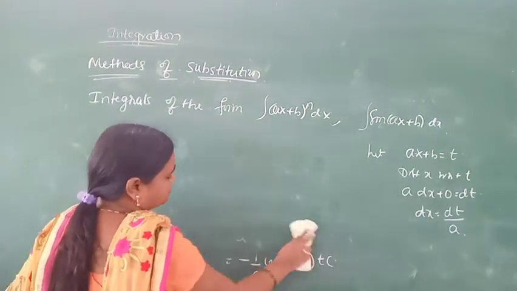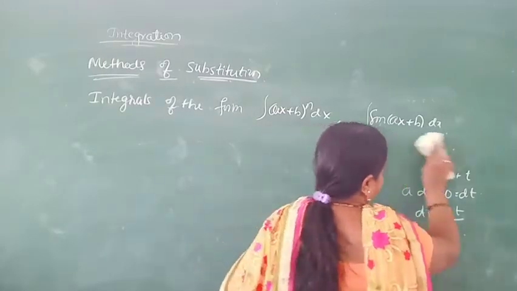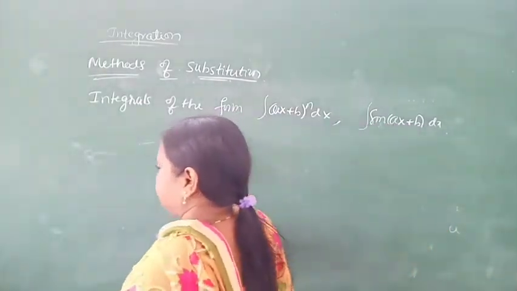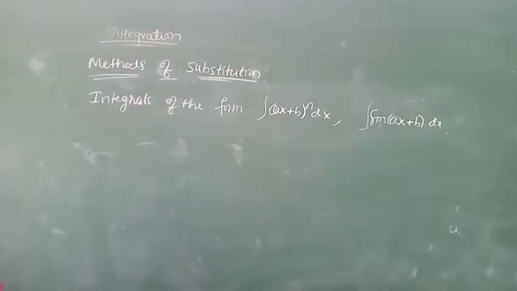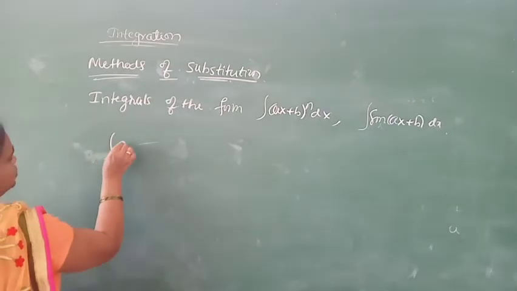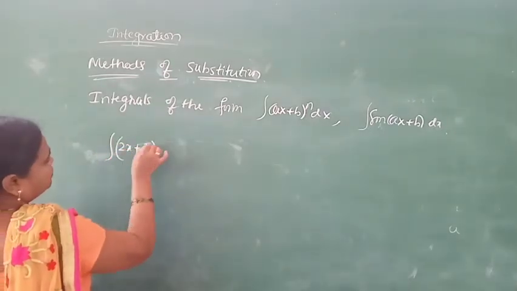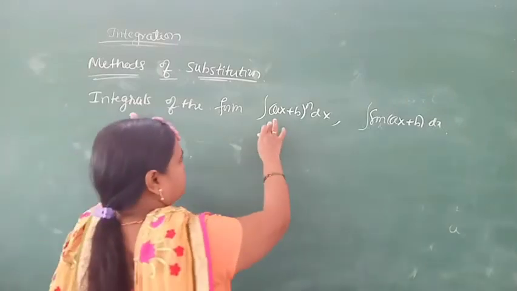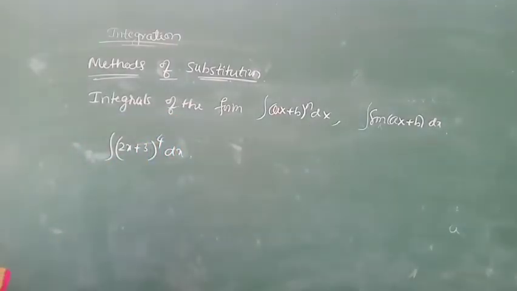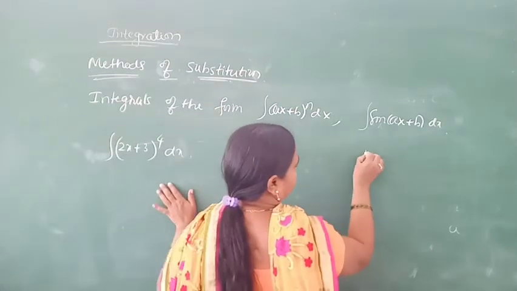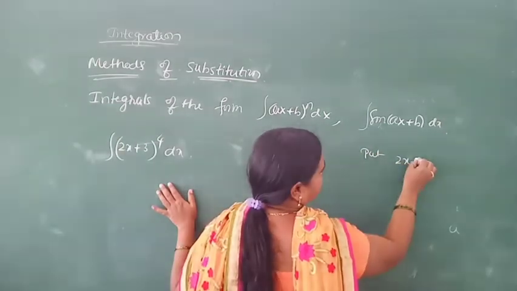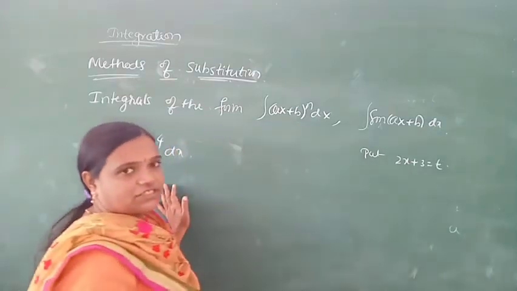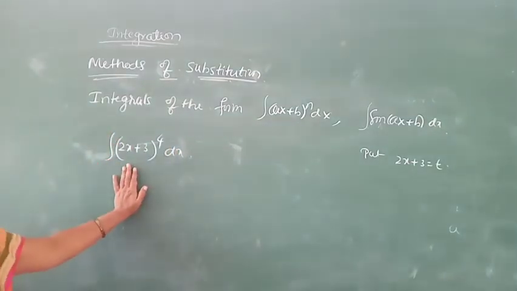And I will give examples based on that so that you can easily understand such types of examples. Okay, see, first example, I will take integration of 2x plus 3 to the power 4 dx. This means it is exactly in the form of ax plus b to the power n. For this what we are doing is substitution: put 2x plus 3 is t. Correct. Instead of ax plus b, here 2x plus 3 is given.